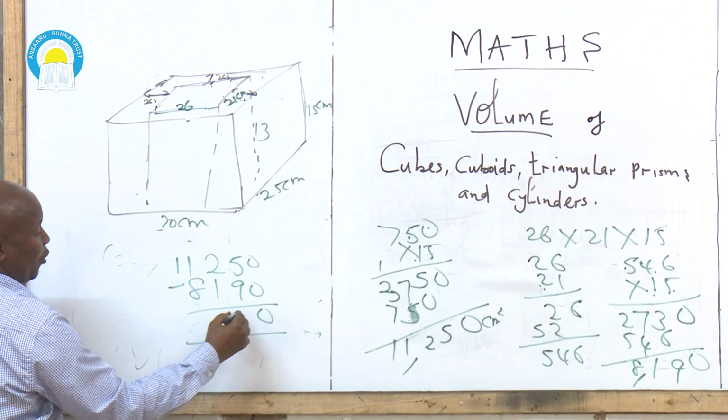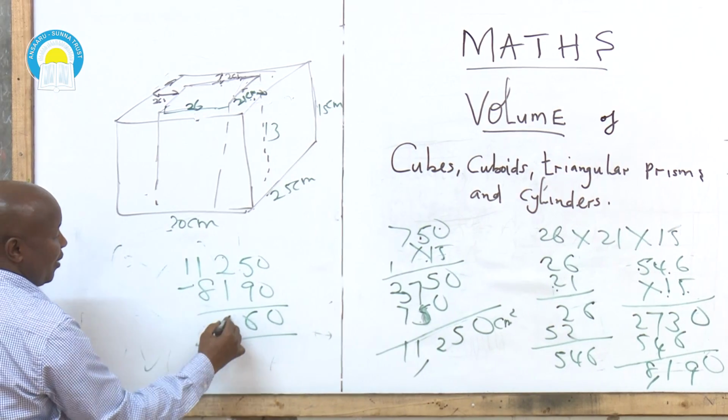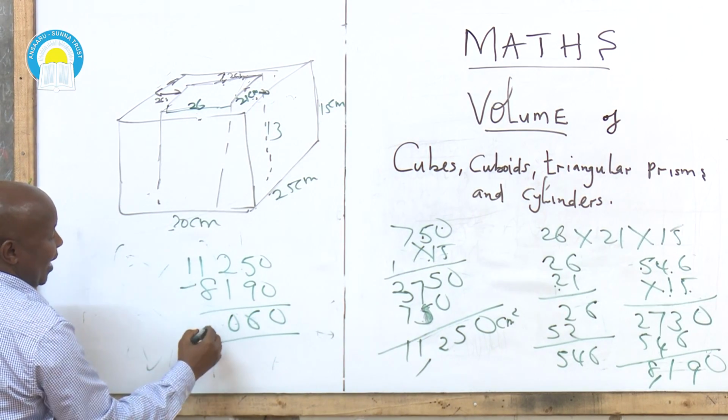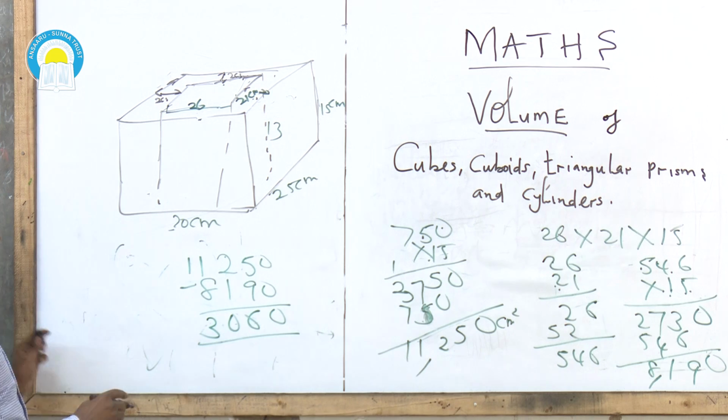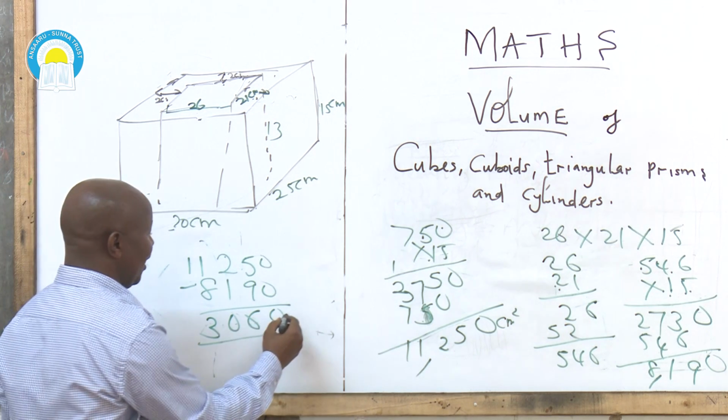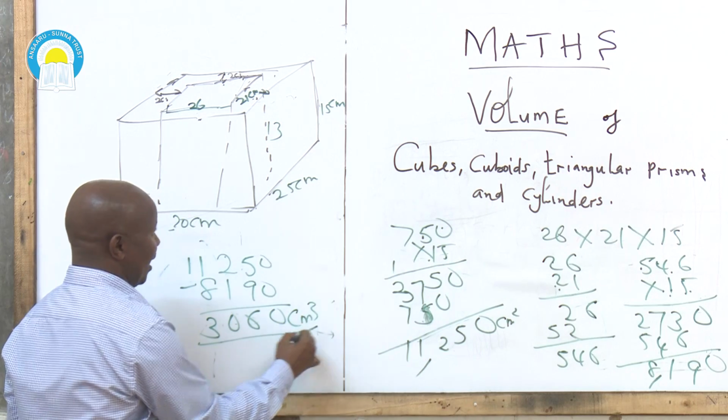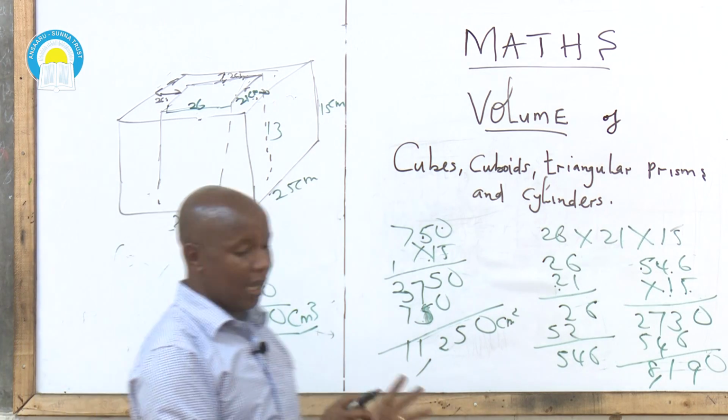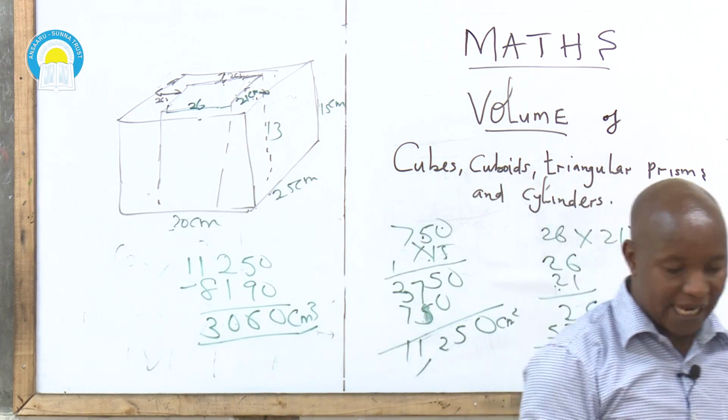15 take away 9, you get 6. 1 take away 1 is 0. Then 11 take away 8 is 3. So volume in our case now here is now 3,060 cubic centimeters. That's how we get the volume of that box.